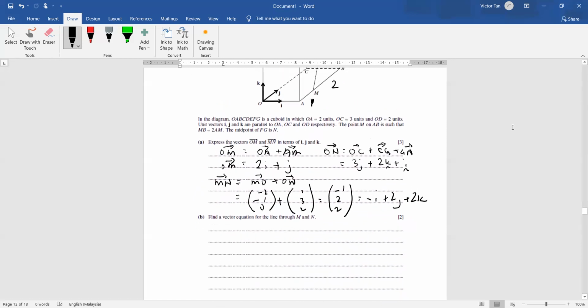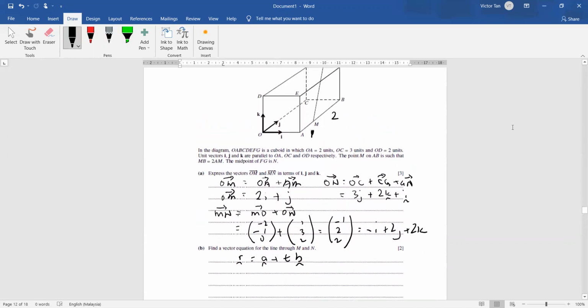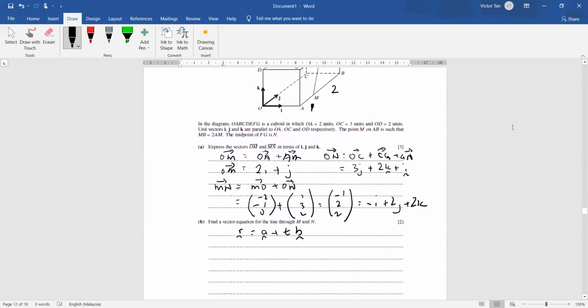Find a vector equation for the line through MN. Vector equation: r equals a plus tb, a being a position vector, b being the direction vector. So r will be equal to, just pick a position vector on MN. You can take OM or ON. Here I will take OM, which is (2, 1, 0). The direction of the vector is MN, which is (-1, 2, 2). That's it.